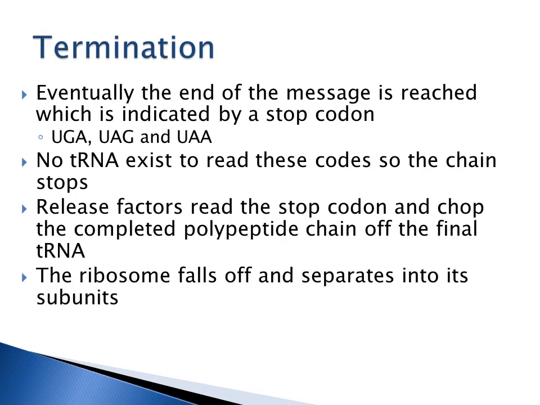Our final step is termination. So the end of the message is reached when a stop codon is read, and that's UGA, UAG, or UAA. There is no transfer RNA to read the stop codon, so the reading just stops. Release factors come in, read that stop codon, and chop off the completed polypeptide chain from the transfer RNA. The ribosome then falls off and separates into its subunits.